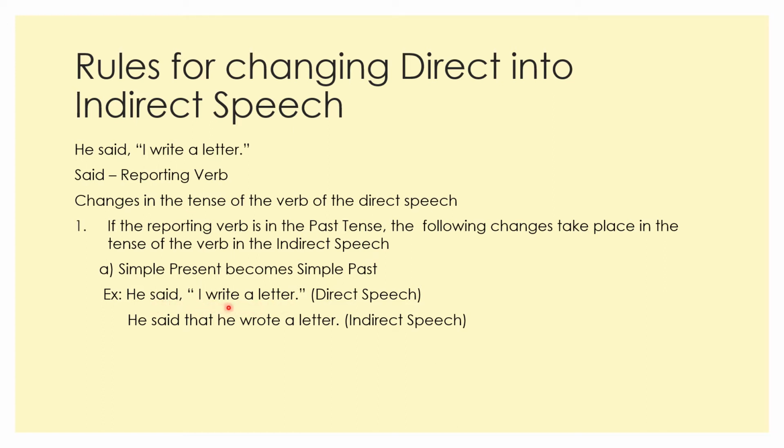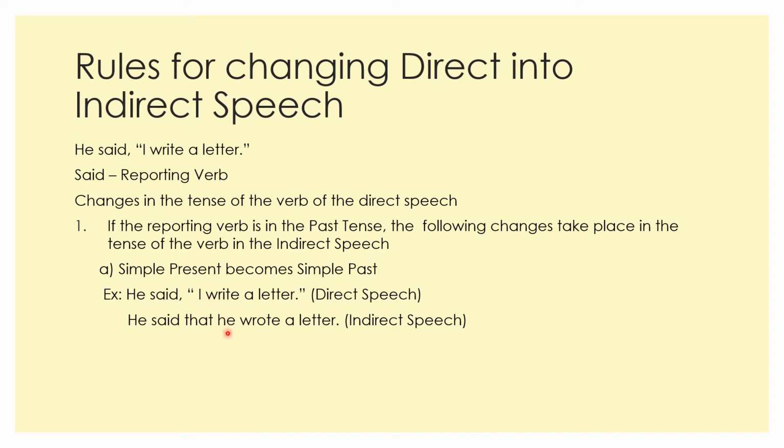The tense of the verb here, I write a letter, is simple present. So it becomes simple past in the indirect speech. So write will become wrote. The sentence in indirect speech will be: He said that he wrote a letter. After the reporting verb said, you will use the conjunction that. The personal pronouns of the first and second person become third person.